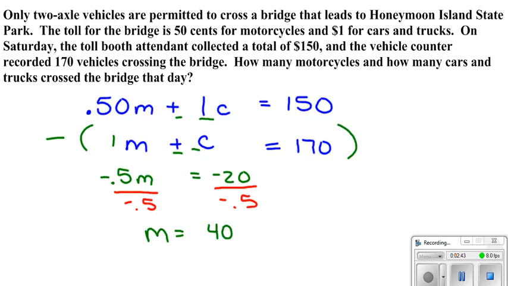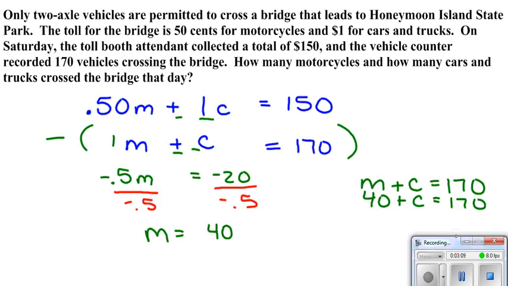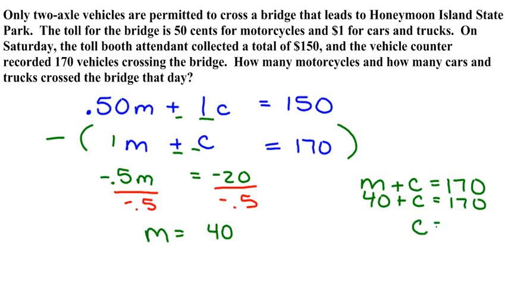So there are 40 motorcycles that have crossed the bridge on Saturday. However, now we need to find the number of cars. The easiest one for me is to use that second equation, m plus c equals 170. Then all I do is replace m with 40. So 40 plus c equals 170. Subtract both sides by 40, and I get c equals 130. So I have 130 cars and trucks that have crossed the bridge on Saturday.